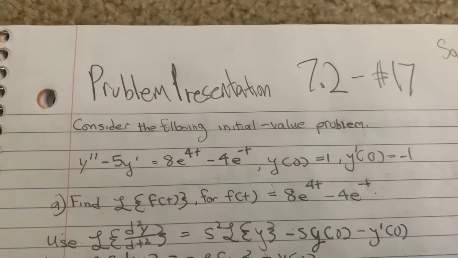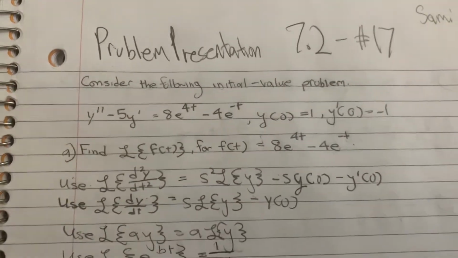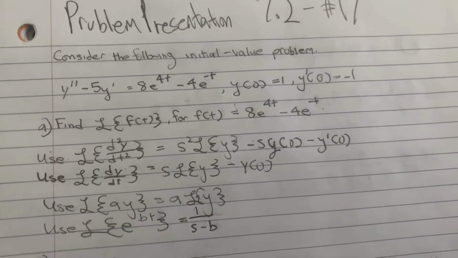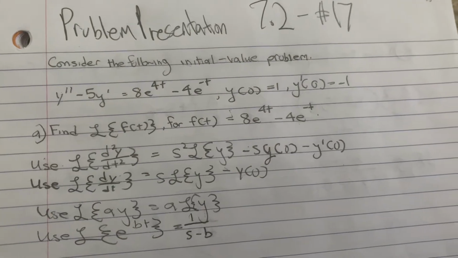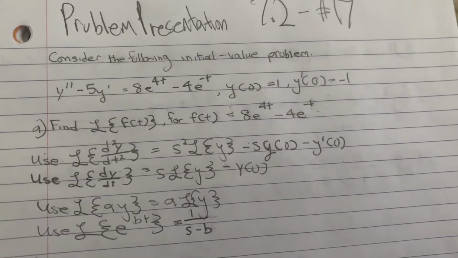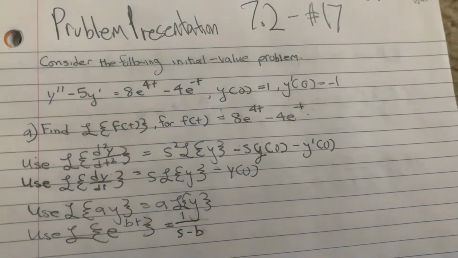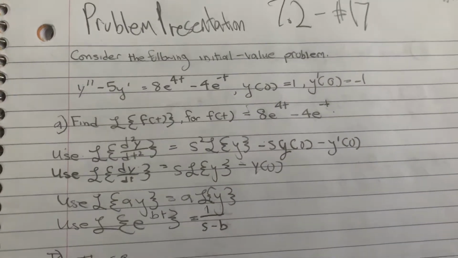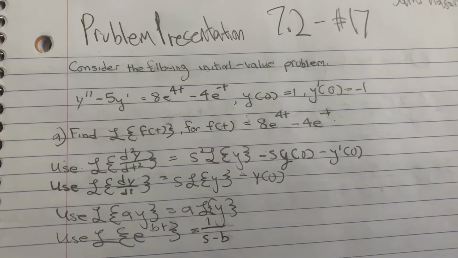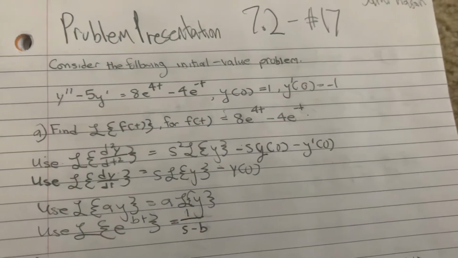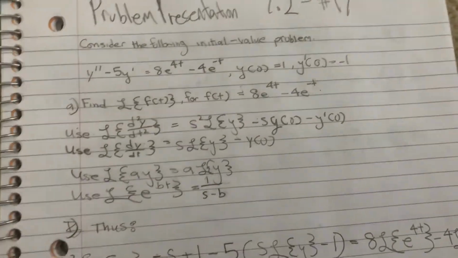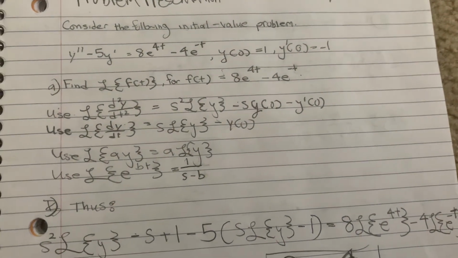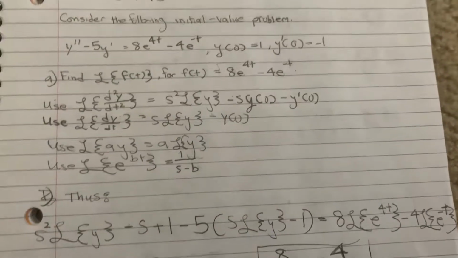So our first step is just going to be to use our known definitions for the transformation. The transformation of y double prime is going to be s squared times the transformation of y minus s times y of 0 minus y prime of 0. We'll be using those, so you should already know this. But anyway, let's put it into our problem.